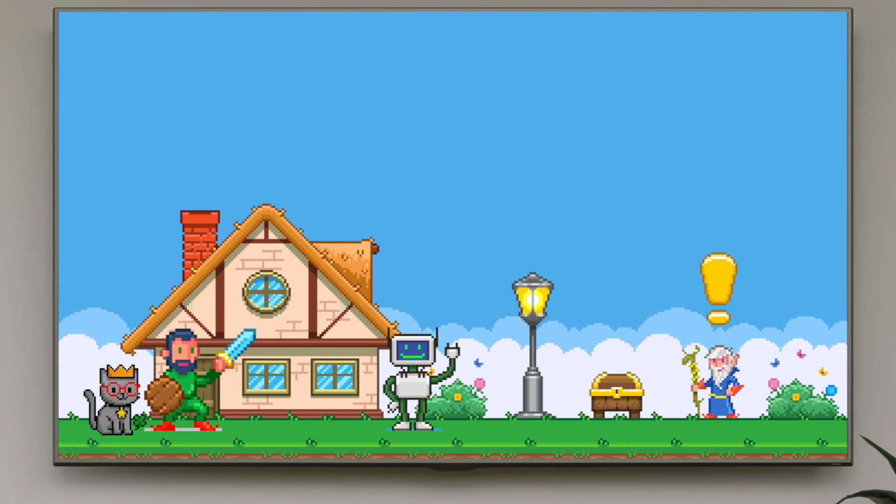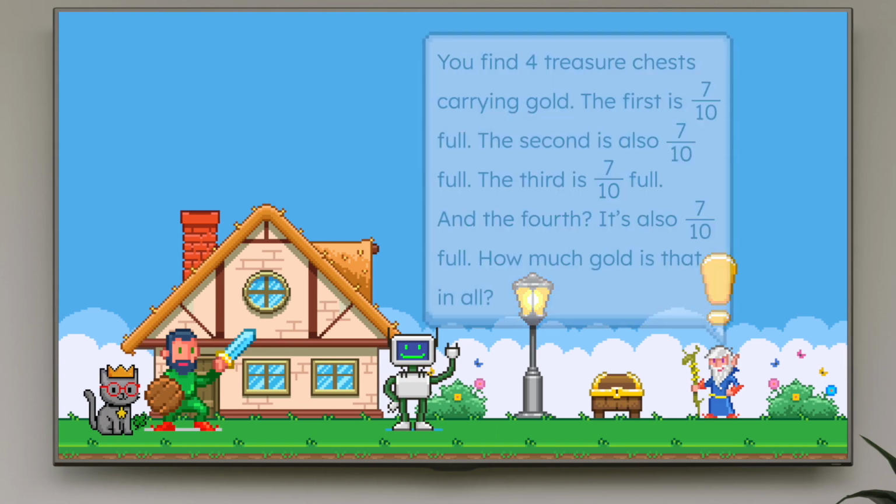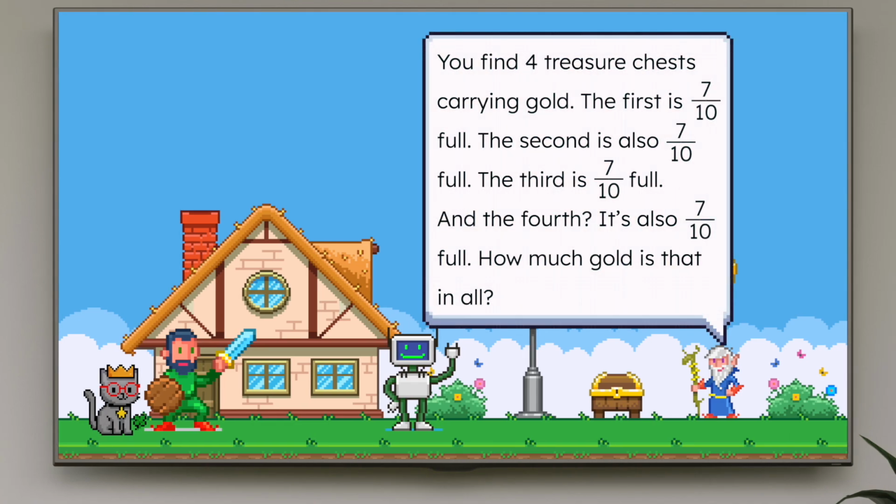This is it, the final part of the challenge. You find 4 treasure chests carrying gold. The first is 7/10 full. The second is also 7/10 full. The third is 7/10 full. And the fourth, surprisingly, it's also 7/10 full. How much gold is that in all?